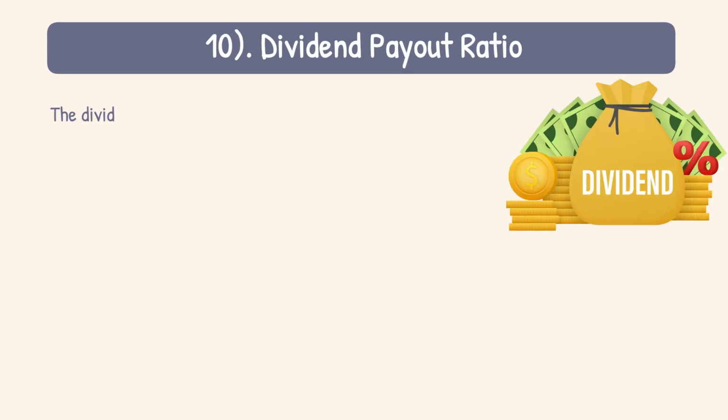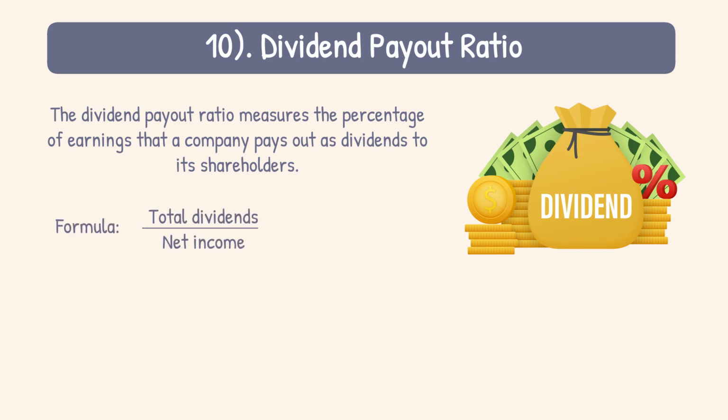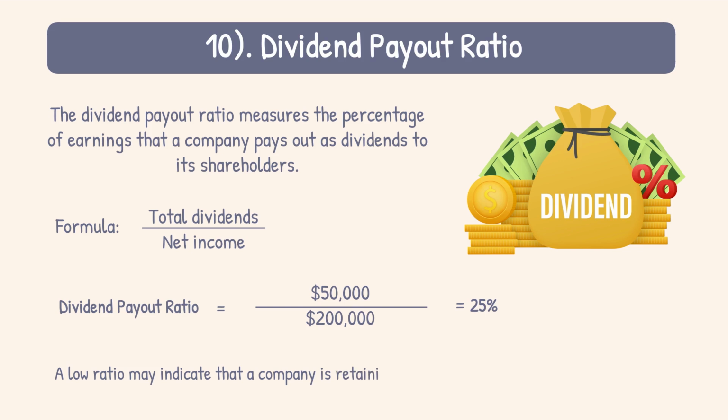Dividend payout ratio. This ratio measures the percentage of earnings that a company pays out as dividends to its shareholders. For George Burger Joint, if their total dividends are $50,000 and their net income is $200,000, their dividend payout ratio would be 25%. This means that George Burger Joint pays out a quarter of its earnings as dividends to shareholders, while retaining the rest to reinvest in the business.